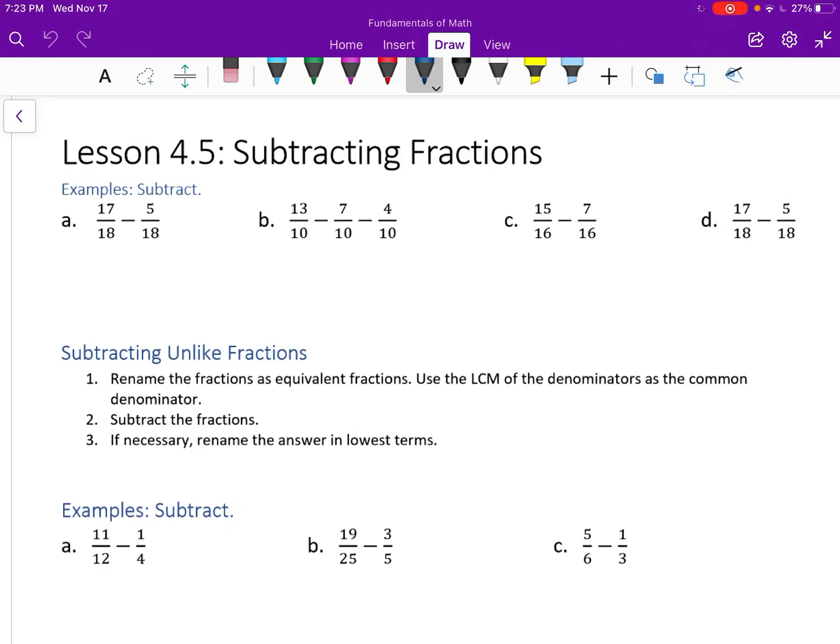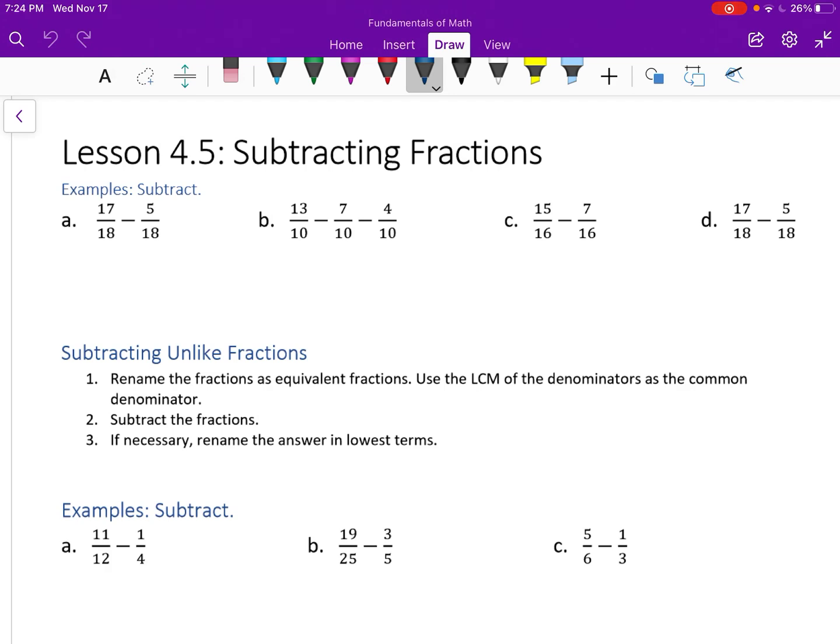Lesson 4.5 deals with subtracting fractions. It's going to be very similar to adding fractions, except that we are subtracting. And so we will need, when we subtract, a common denominator. So we're subtracting like things, and we call those like fractions when the denominator is the same. So these first four examples, A through D, all deal with common denominators, so they should be simple to subtract.